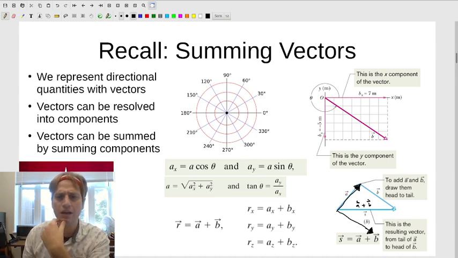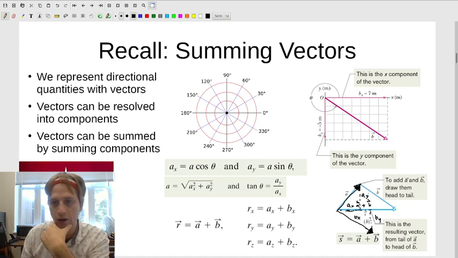Now that's the geometry of adding two vectors together. How is it that you actually do that algebraically? Well, a good way to do it is to split up your A into an x and y part. So there's your AX and your AY in this picture. You split up your B into an X and Y part. So there's your BX and BY.